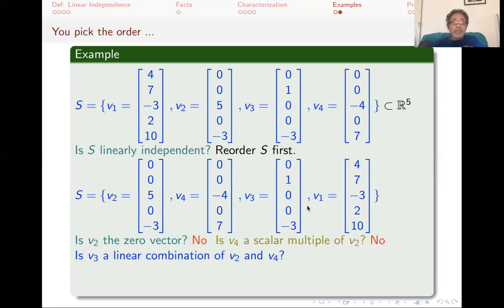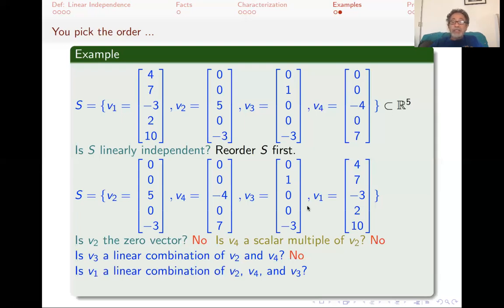Now, is V3 a linear combination of V2 and V4? Definitely not, because V3 has a 1 in a coordinate that V2 and V4 do not. And so there's no way to combine V2 and V4 and get that 1 in the second coordinate of V3. So the answer to that is no. Is V1 a linear combination of the previous 3 ones?